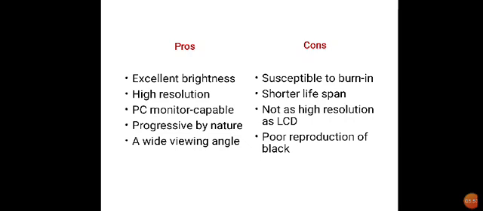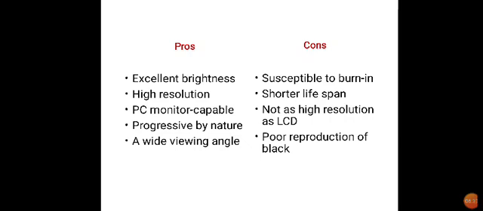And the last one is a wide viewing angle. Plasma displays a good picture even when we are sitting off axis, okay? So even if we are not sitting right in front of our plasma display, and we are sitting at an angle, we are still able to see the same picture on our display, right? So these were the advantages of plasma TV technology.